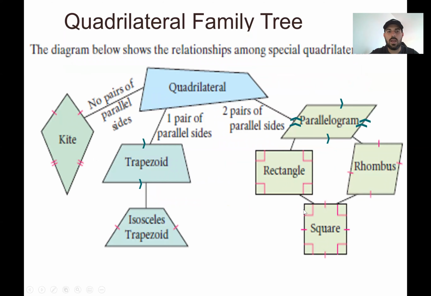All right, so here we kind of have the quadrilateral family tree, just a little breakdown of everything that falls under it. Think of it like a family tree, how everything falls under it. We have the kites, you have your trapezoid, and you have your parallelograms, and then again the specifics. All right. You guys can pause the video if you want to take a picture of that.